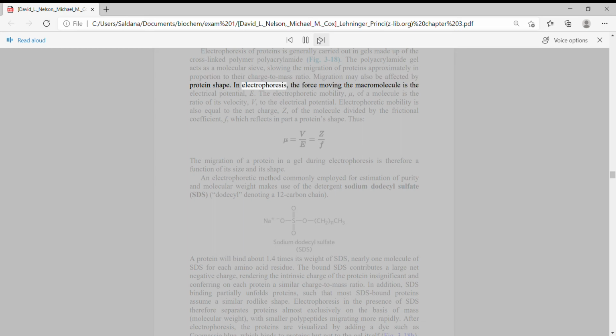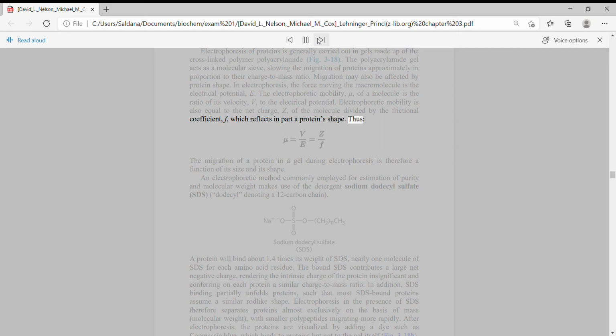In electrophoresis, the force moving the macromolecule is the electrical potential, E. The electrophoretic mobility, μ, of a molecule is the ratio of its velocity, v, to the electrical potential. Electrophoretic mobility is also equal to the net charge, z, of the molecule divided by the frictional coefficient, F, which reflects in part a protein's shape.